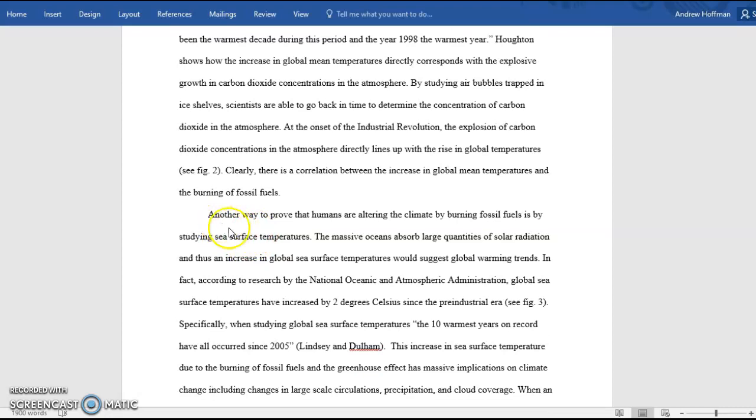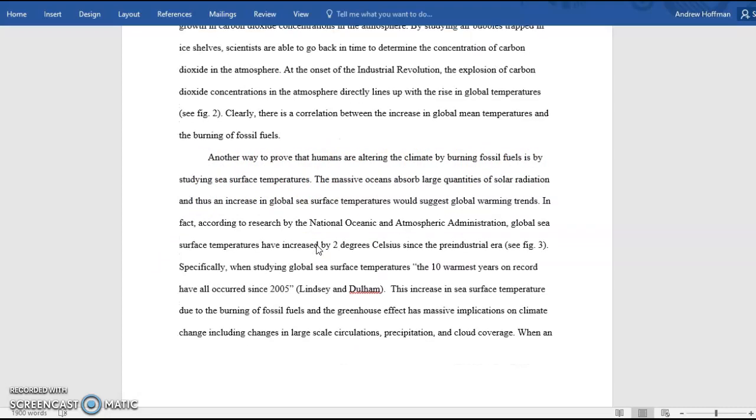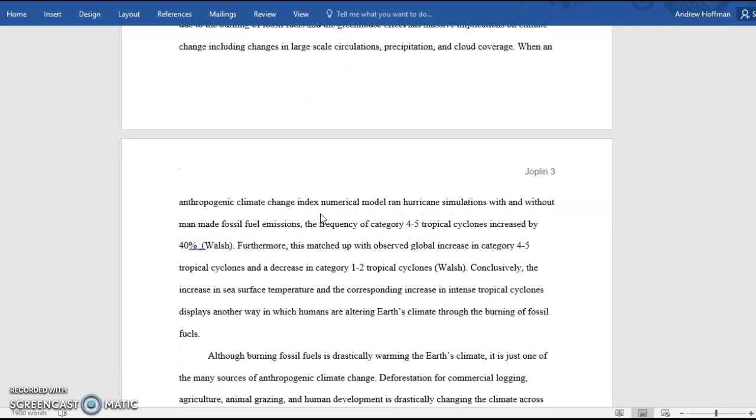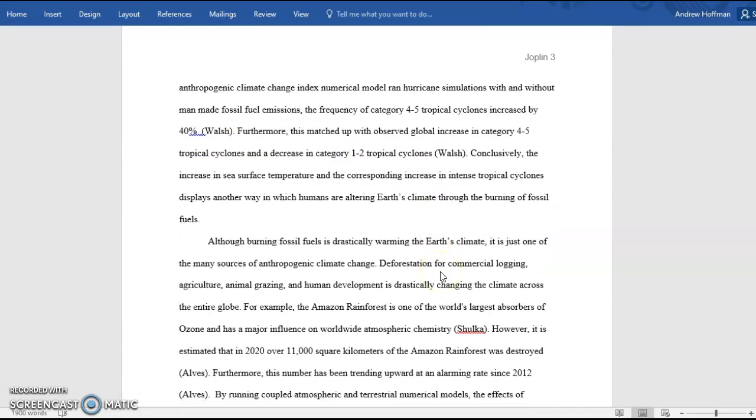Another good topic sentence. Another way to prove that humans are altering the climate by burning fossil fuels is by studying sea surface temperatures. Again, a lot of information. There's a Figure 3 about ocean temperatures. Now we start to see some other people. Walsh is getting involved here, another source.